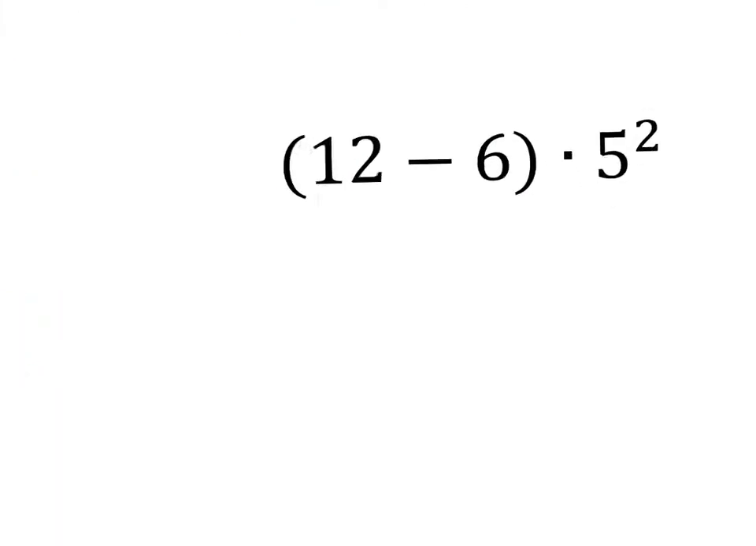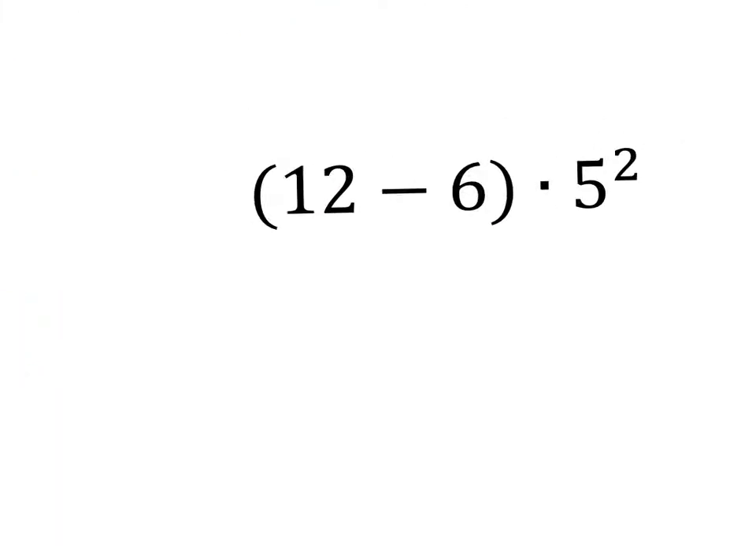Next one, we have parentheses, so we make sure we do the parentheses first. So then we end up with 12 minus 6, that gives us 6. And then we want to multiply that by, well, we have an exponent, so we have 5 squared. We have to do that first. That gives us 25. We end up with 6 times 25, which equals 150.